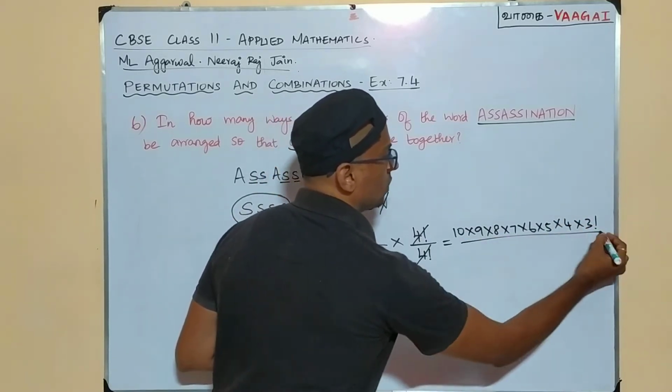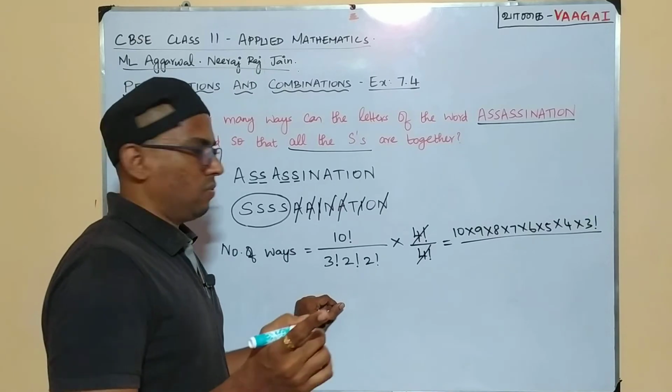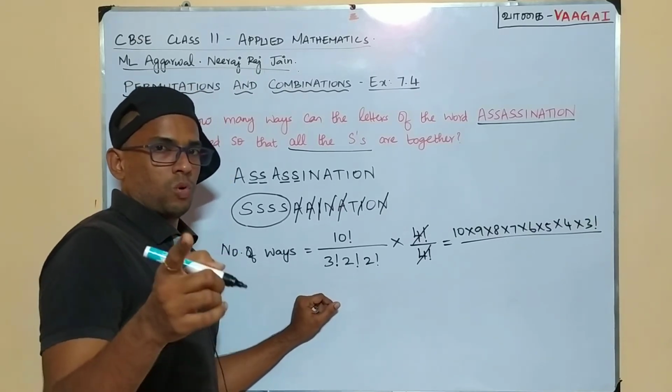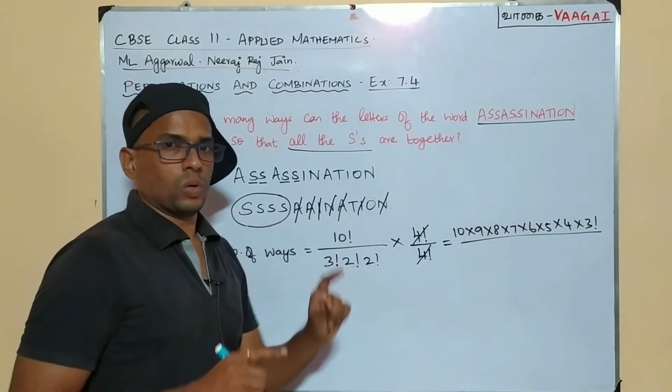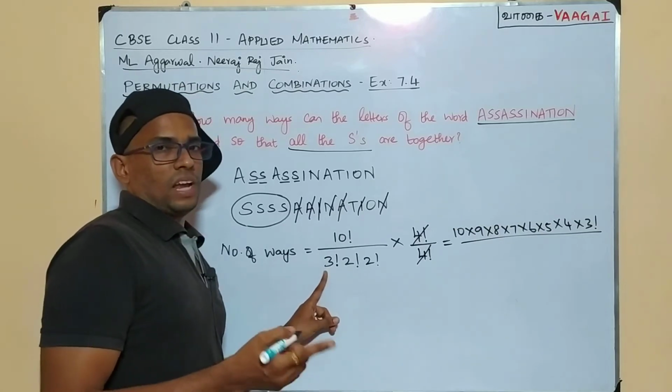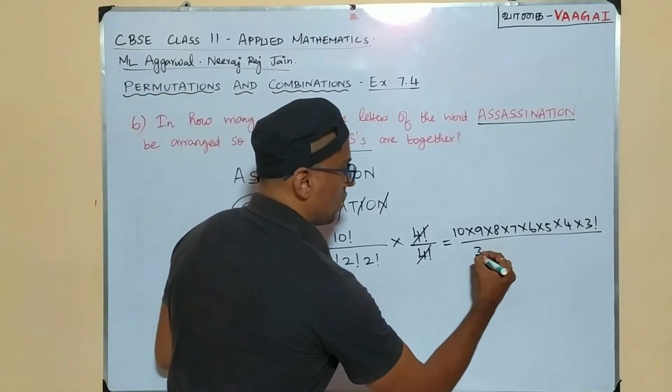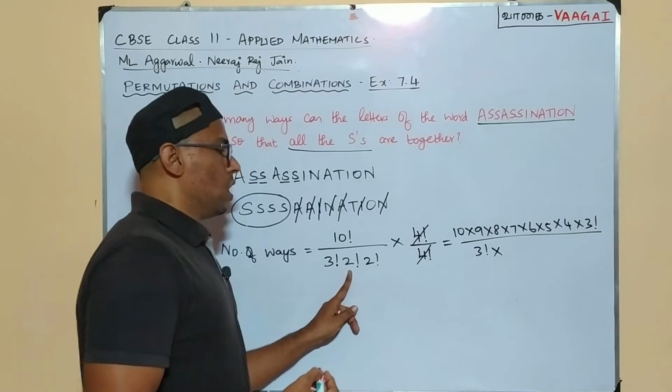I hope you are able to understand this. 3 factorial. Fine, yes. Why? Because by this time we got the reason. I am writing up to 3 factorial. Why? Because here in the denominator I have another 3 factorial. That's the reason. Okay, 3 factorial into what about this one?